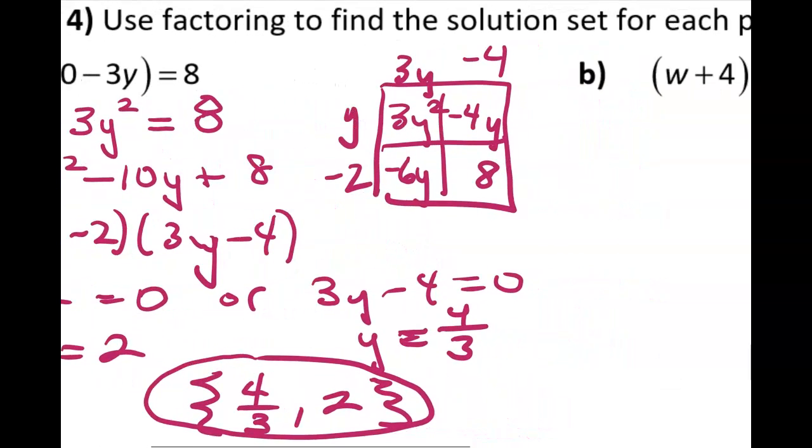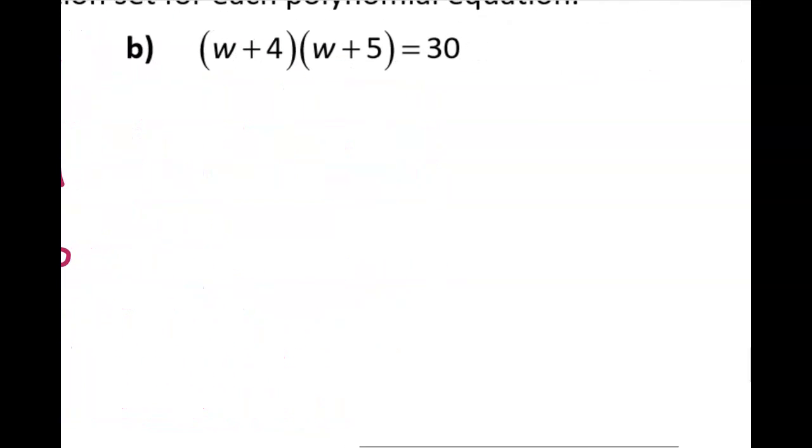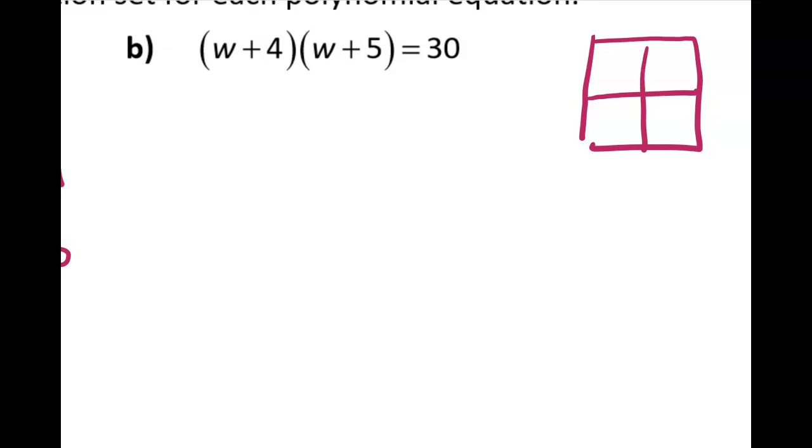All right, one more example of this type. In B, we have w plus 4 times w plus 5 equals 30. Again, notice that the product here is not equal to 0, so we're going to have to multiply this out and move some terms around in order to get it in that form.